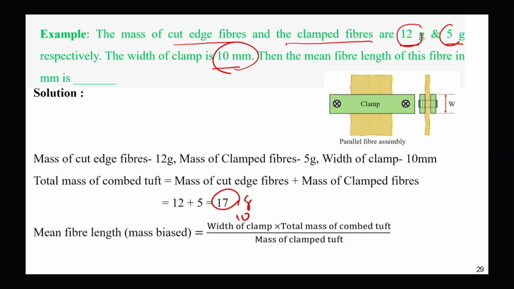Clamped mass is 5 gram. Okay. Total mass is 17 gram. So, all this data we are having, so we can calculate the mean length. So, it is 34 mm is the mean length. So, this is weight basis mean length.